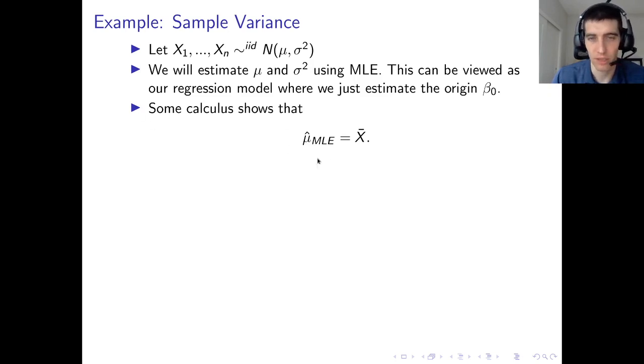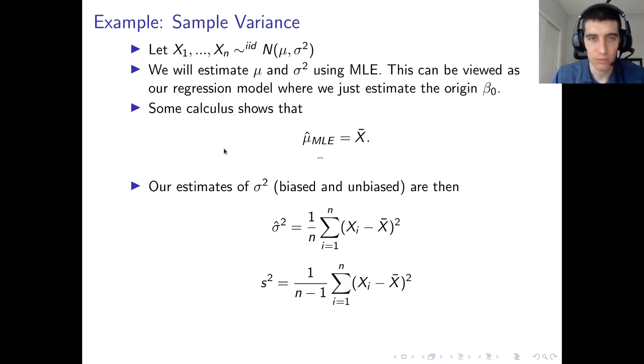Some calculus, I'm not going to run through this, but you can convince yourself of this case. Some calculus will show us that the maximum likelihood estimator of the mean parameter is the sample mean. Okay, that's nice. That actually matches what we had in the Poisson example, where the sample mean was our maximum likelihood estimator of the mean parameter. That won't always be the case, but it's nice when it is.